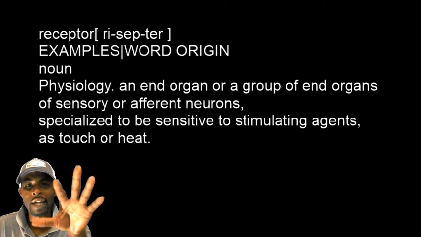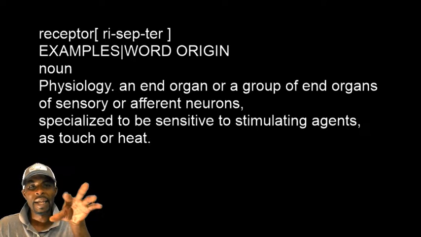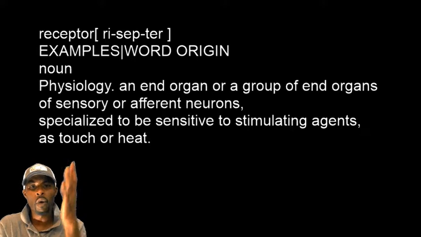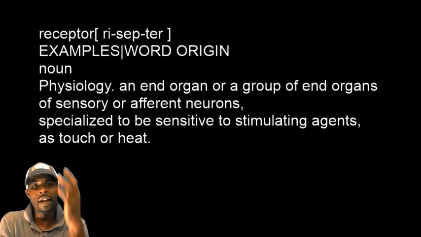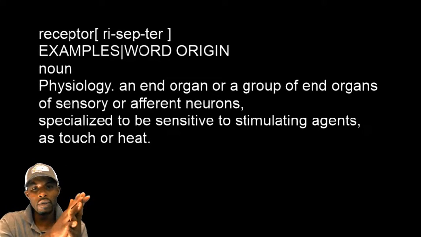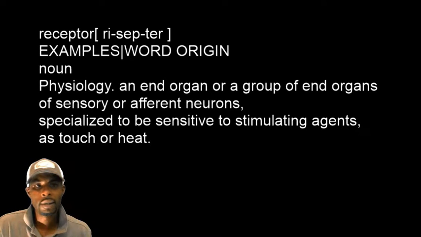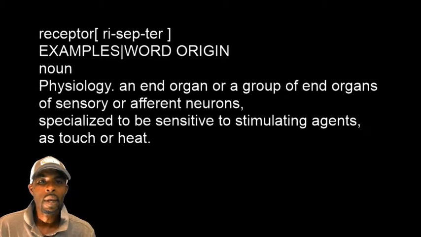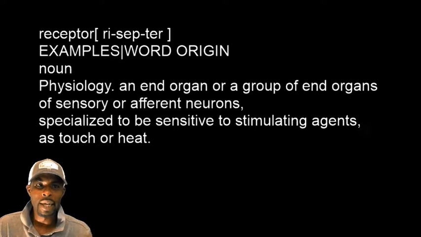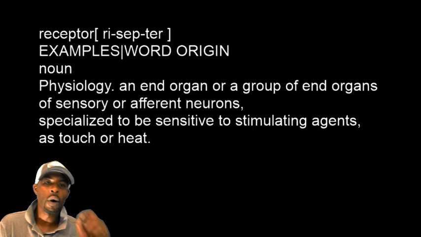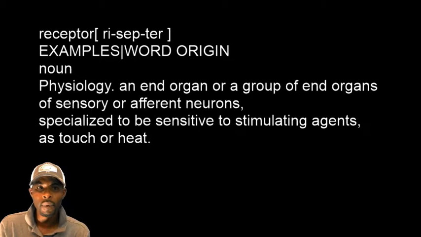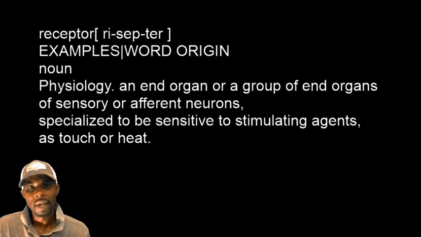So basically, your hands, your fingers, will be like the end of the organ, and your arm will be like the neuronic cord, basically. You see what I'm saying? The information travels through your arm down to your fingers and causes them to move. So it's kind of like that. It's specialized to be sensitive to stimulating agents as touch or heat, right? It's specialized in sensitivity.